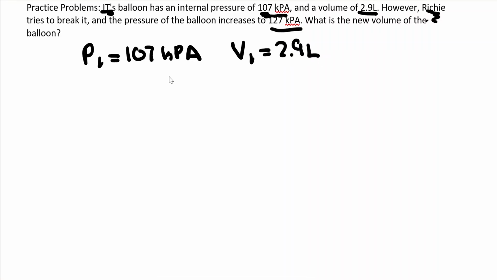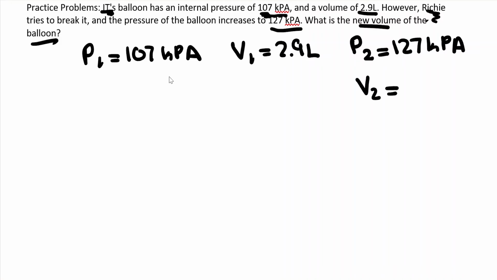However, when Richie tries to break the balloon, the pressure increases to 127 kilopascals. So that means that's a change, and that's a new set of conditions. So P2 is going to equal 127 kilopascals. And we're trying to solve for the new volume, which is going to be V2. All right, so V2 is going to be our unknown. We're trying to solve for V2.